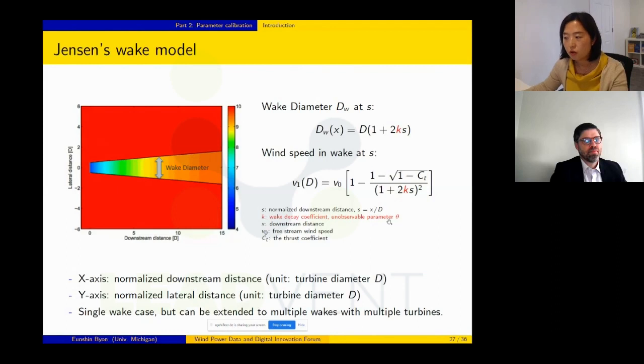In the literature and in the industry, there are some recommended values for k. Usually for land-based wind farms, k equals 0.075 is recommended. For offshore wind farms, k equals 0.04 is recommended. But in our analysis, we tried those recommended k values, and they do not give us quite good estimation. So in this research, we want to find good wake decay coefficients.